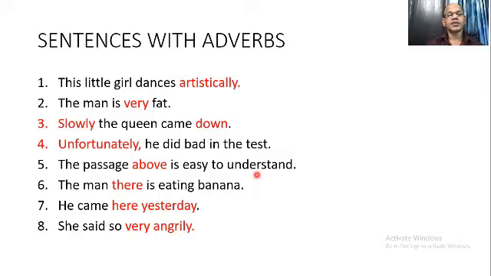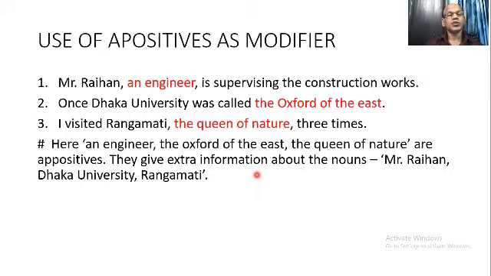Now let us proceed. Use of appositives as modifier. Appositive gives extra information to the noun or pronoun. Let us look at the example. Mr. Raihan, an engineer, is supervising the construction works. You see, Mr. Raihan, an engineer, the same person. An engineer is giving more information about Mr. Raihan. So an engineer is an appositive.